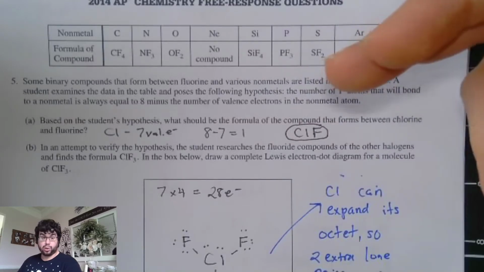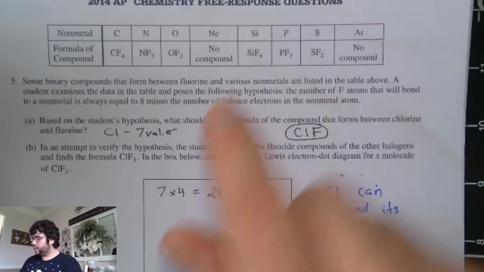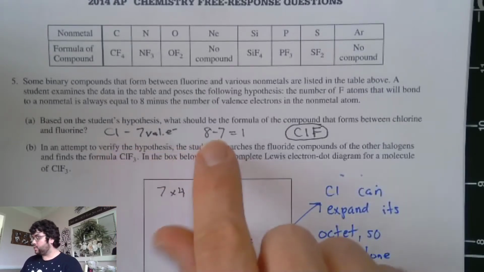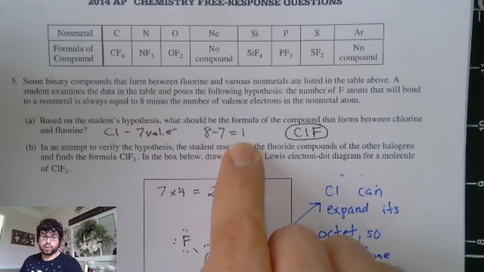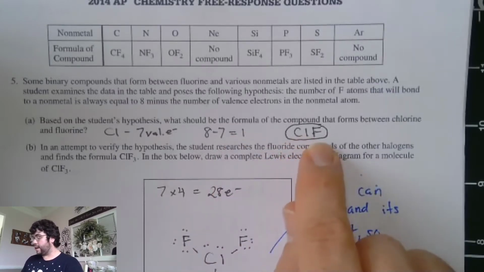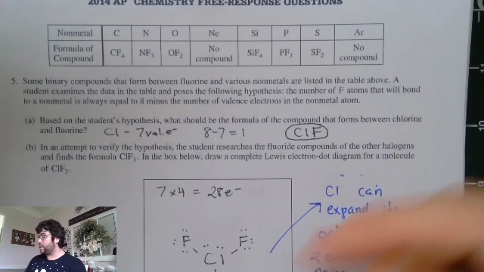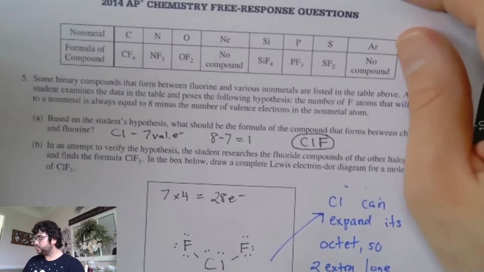In this case, the nonmetal is chlorine binding to fluorine. And what is it going to be? So chlorine has 7 valence electrons. It's a halogen. All halogens have 7 valence electrons. So 8 minus 7 equals 1. So 1 fluorine should bind to the chlorine. So ClF would be the formula of the compound based on this hypothesis.